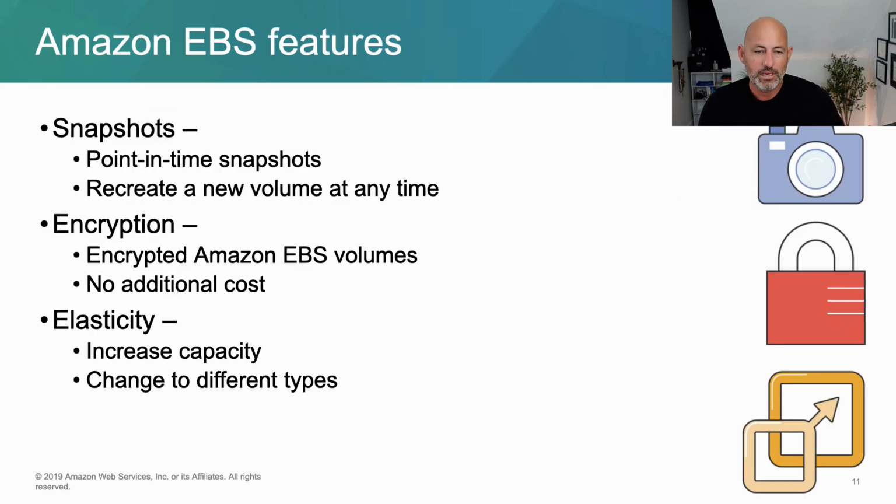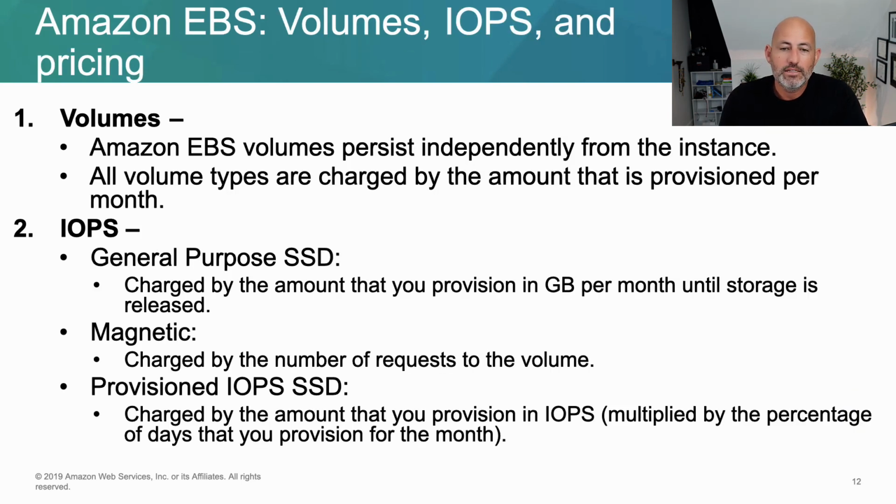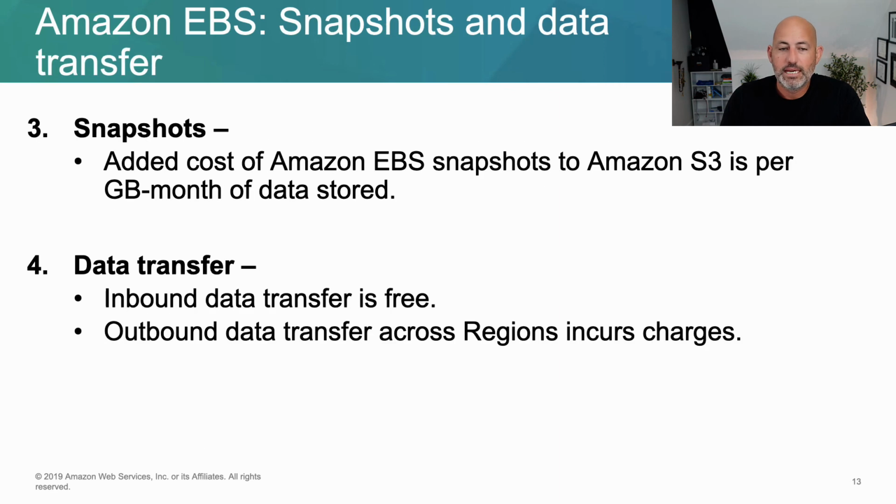With Amazon EBS features, one of the things it can do is snapshots, which is incredible, right? You can create snapshots and store them in S3. You can encrypt it, and you also have the ability to scale up in terms of disk I/O or size. The main things to be aware of are volumes, IOPS and pricing. Volumes are independent from the instance. For IOPS, you have SSD, magnetic, and provisioned IOPS. Snapshots would be an added cost, right? Because you're storing those snapshots in S3, and that would be priced in gigabytes per month. Data transfer, inbound data is free, outbound does cost.